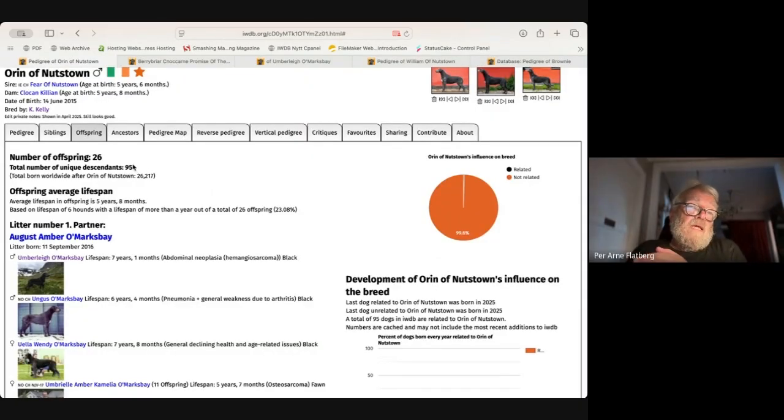First, we'll see that he had 26 offspring altogether and 95 unique descendants. So if his sons and daughters had litters again, they will be the unique descendants here. And we'll also see that the total born worldwide after Orion on that stone is 26,217. So a very small proportion of those dogs are related to Orion. And that's what you'll see over here: 99.6% of dogs born after him are unrelated to him.